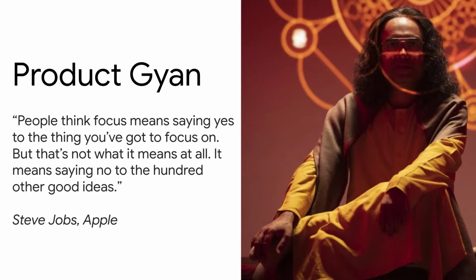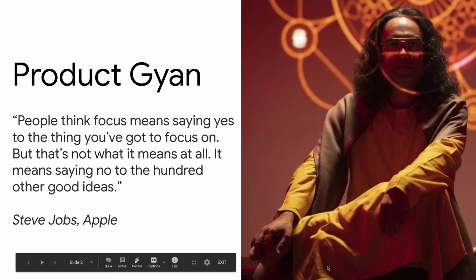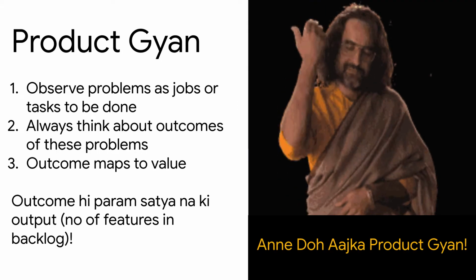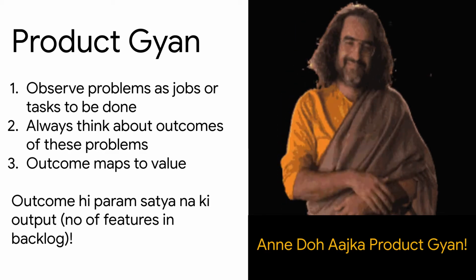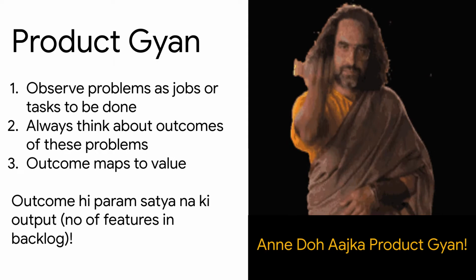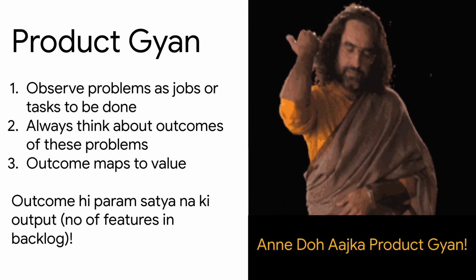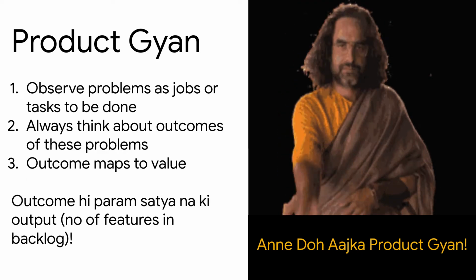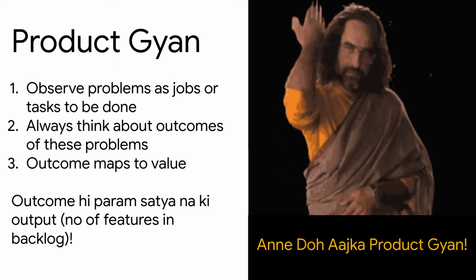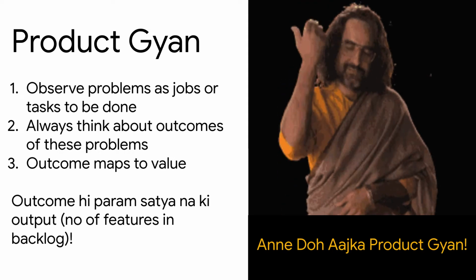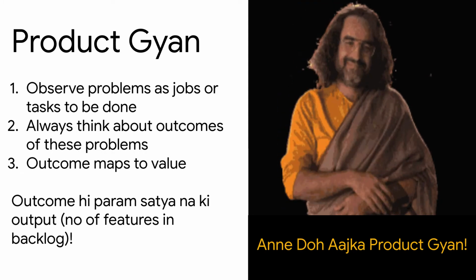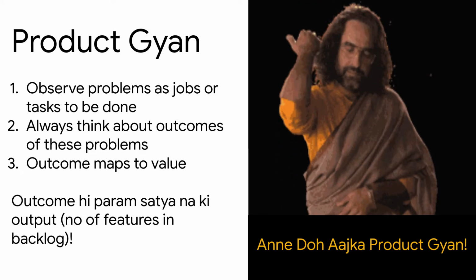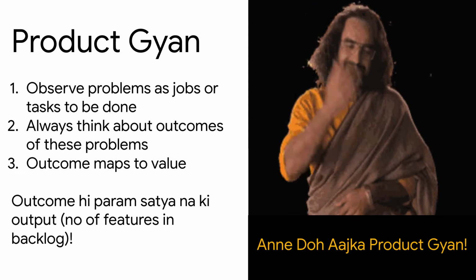But before we delve deeper into today's unit, let's quickly recap what we learned in the last introductory video of Shape Up. The last product gyan, the 3 points were: how do you observe problems as jobs or tasks to be done? How do you think about problems with their outcomes already in mind? How do you grill your users to know the outcomes of these problems, positive and negative both? And how do you map that outcome to a tangible value which you can put a number to? And obviously, the number of features in your backlog is not important. Outcome hi param satya hai. So that was about the last unit, Shape Up.